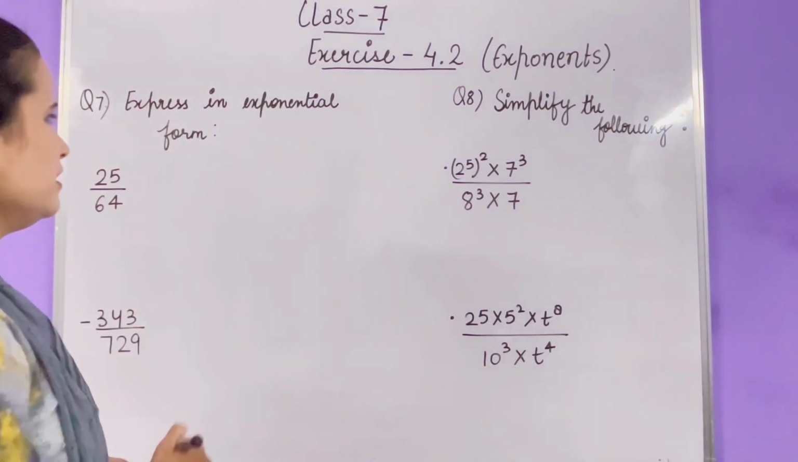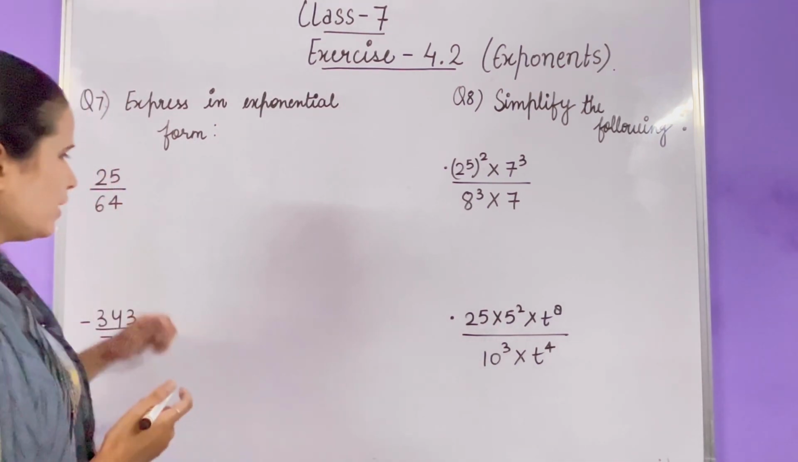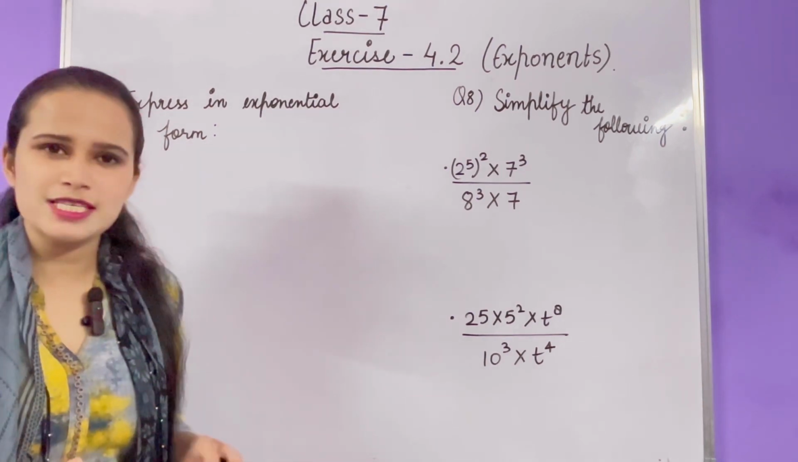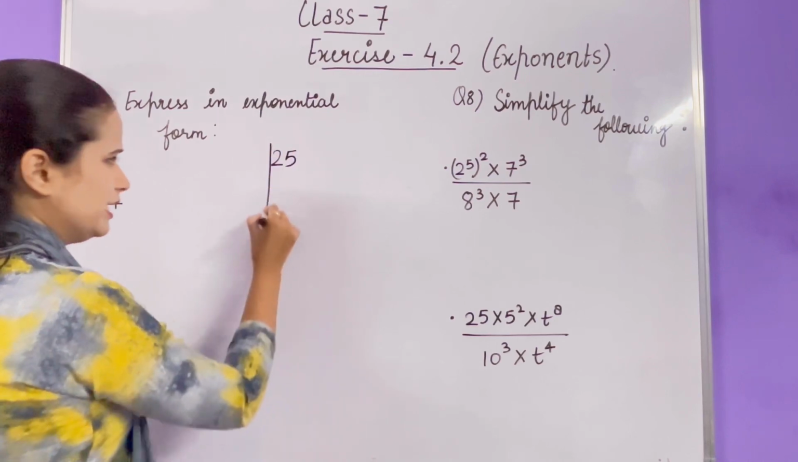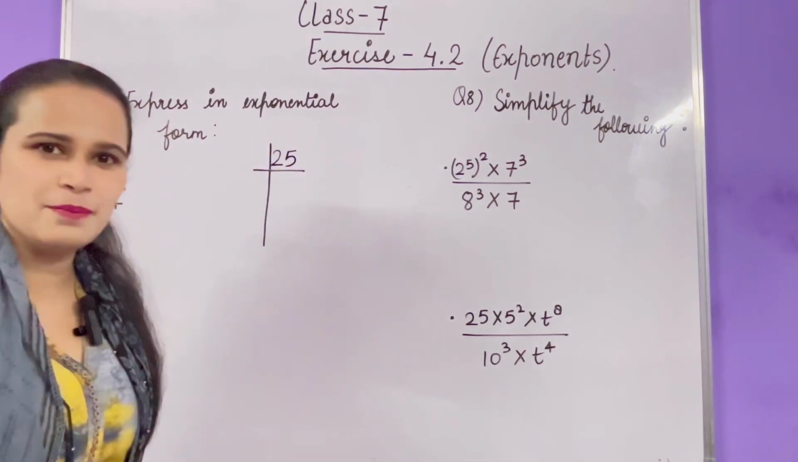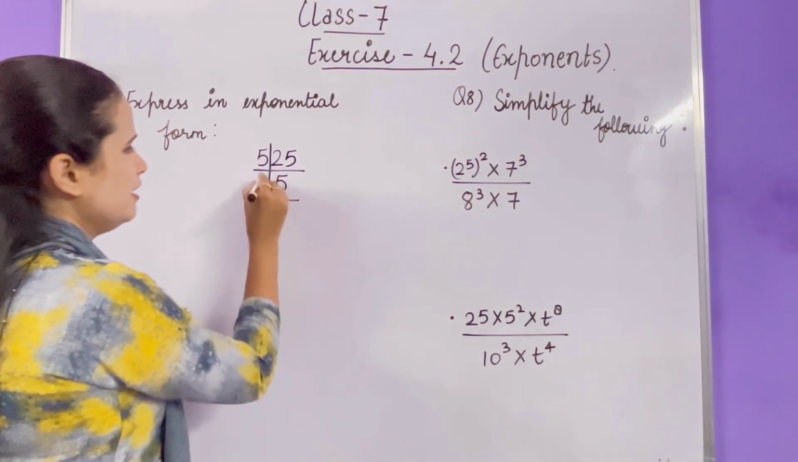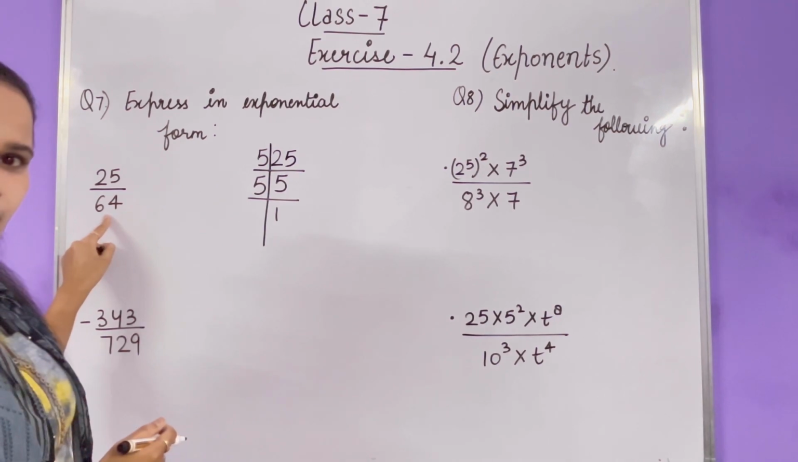In question 7 we have to express the term in exponential form. That means you have to write 25 upon 64 in terms of exponents. So how will we do it? Let's quickly find the factors of 25. You have to take prime numbers only. So 5 5s are 25 and 5 1s are 5. Simple. Similarly, we will find out for 64.